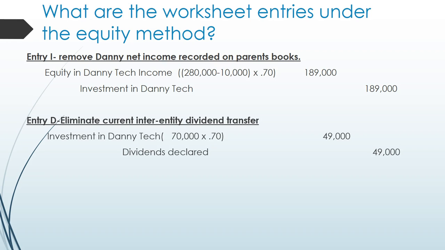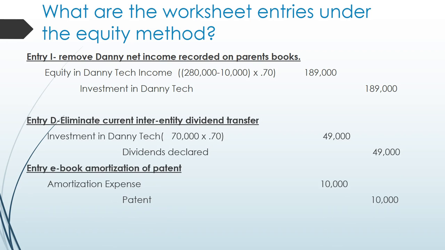Next, we're going to eliminate the current inter-entity dividend transfer, which would be the $70,000 times 70%, and take the dividends declared off the books. And then the next thing we're going to do is amortize the patent of $10,000. Remember, record 100%, because when we're doing the acquisition method, we always take 100% of everything and then we adjust.